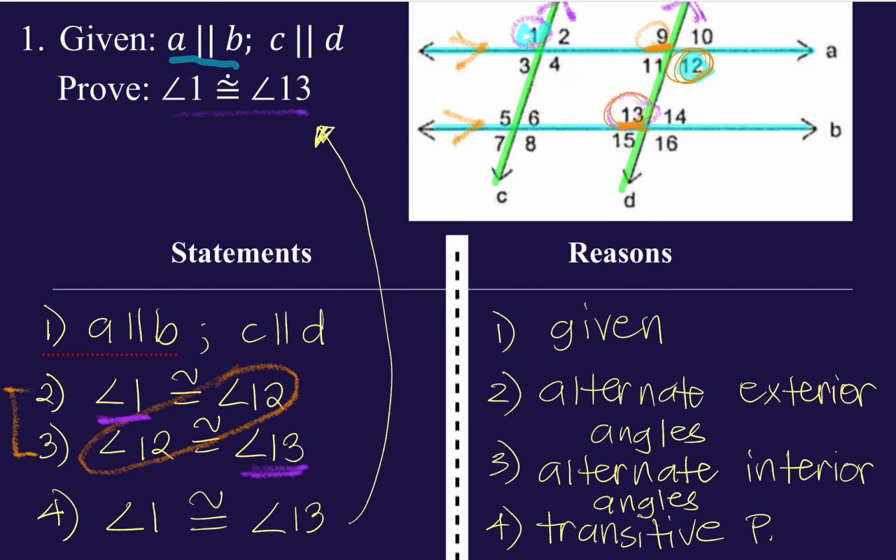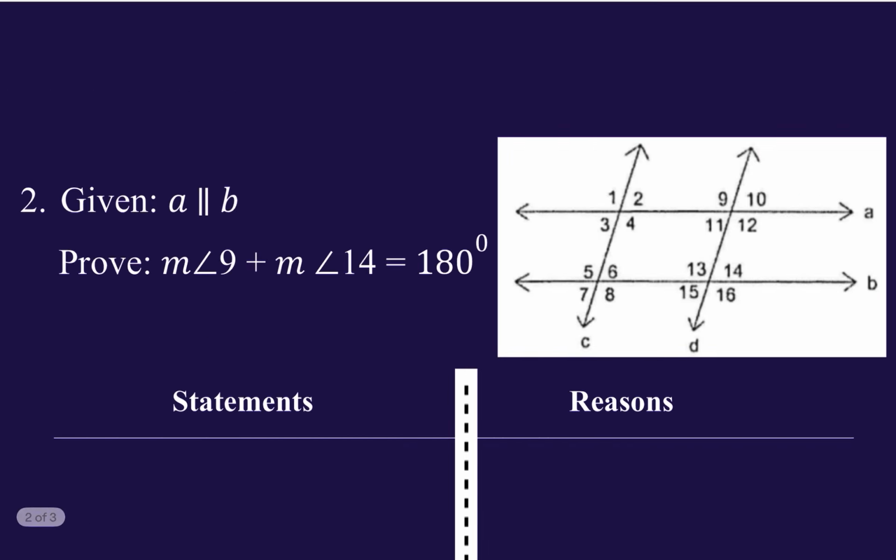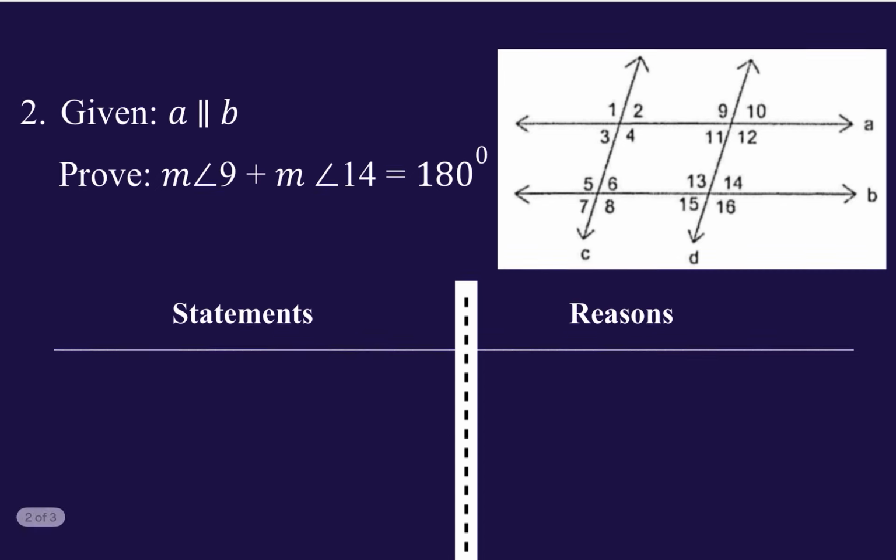Okay, let us try another problem. Number 2. In this problem, we are given line A, which is parallel to B. And using this information, we are to show that the measure of angle 9 plus the measure of angle 14 is equal to 180 degrees.